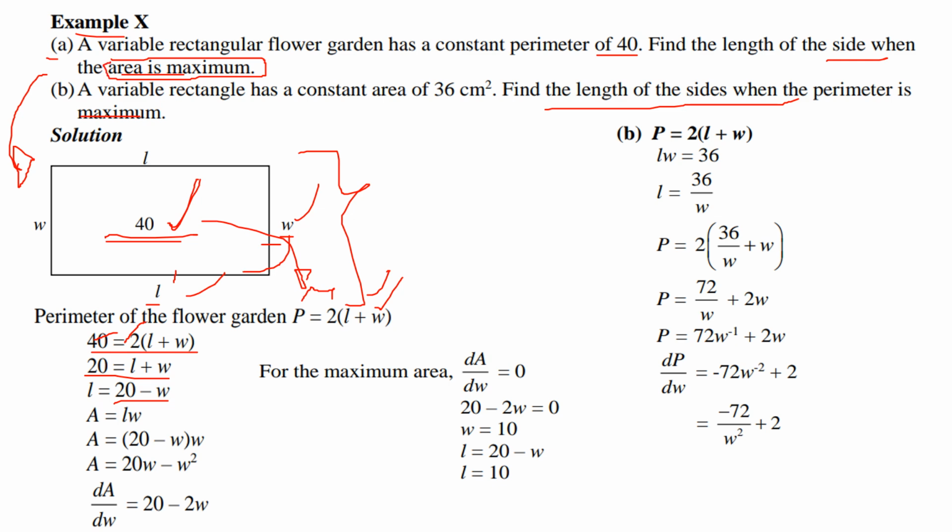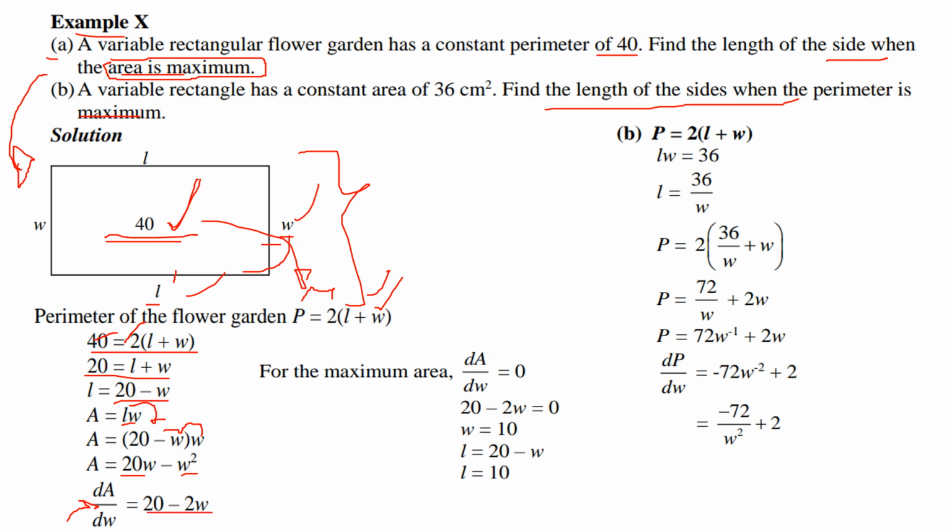So area is equal to length times width. And then we substitute for the expression of length, and you're going to end up with area being equal to 20 minus W into W. Opening the brackets so that you can easily differentiate, we are going to end up with the expression of area to be 20W minus W squared. So we find the derivative of area in respect to W, and you're going to end up with 20 minus 2W.